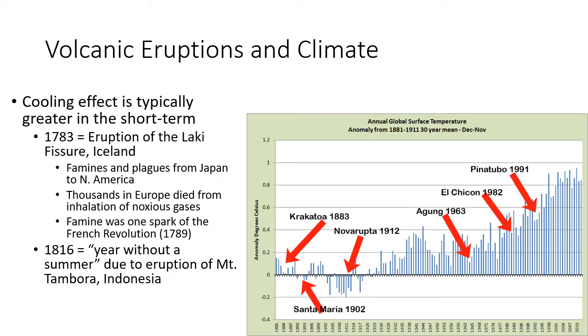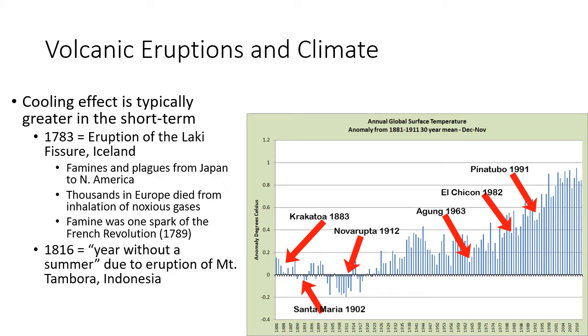A couple of examples. In 1783, there was the eruption of the Laki fissure in Iceland, which released so much sulfur aerosols that it cooled the planet very briefly, just for a couple of years. There was famine and plagues everywhere from Japan and China to North America and Europe. Thousands in Europe died just from the inhalation of toxic gases. And then the famine that resulted from crop failure in Europe was one of the sparks for the French Revolution. So these eruptions, not only in terms of climatic impacts, have political and social impacts.